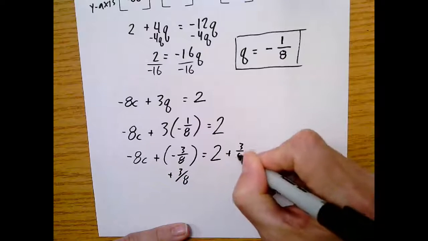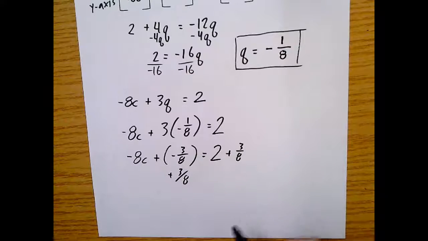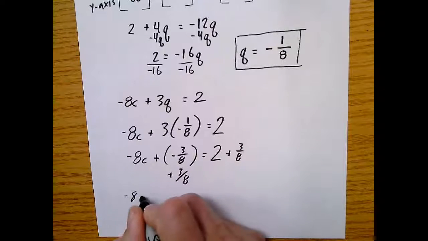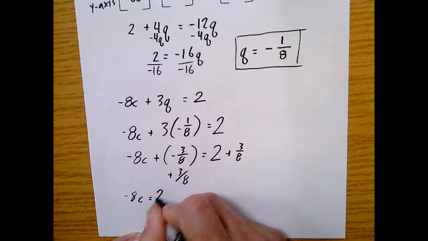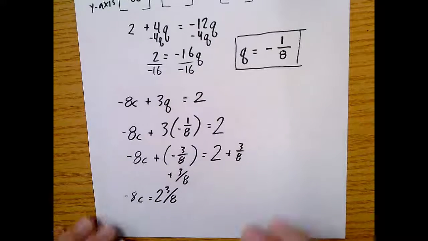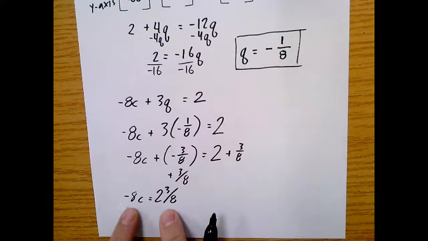And luckily, this will be pretty straightforward math right here because 2 plus 3/8 is just 2 and 3/8. Great. So now we're going to get negative 8c is 2 and 3/8.